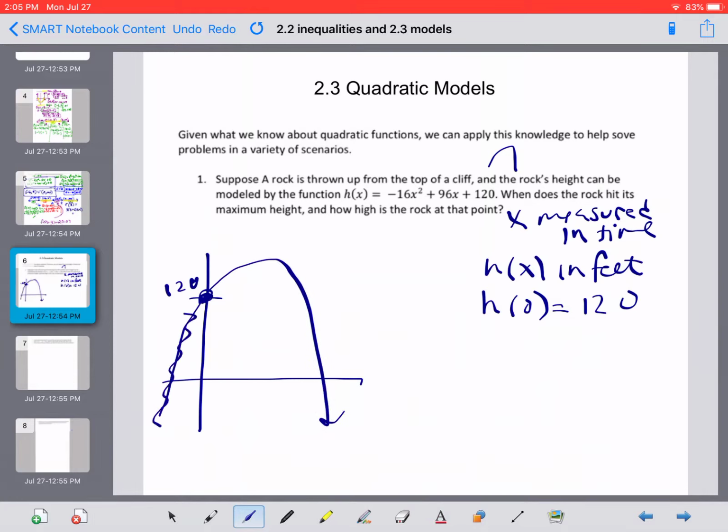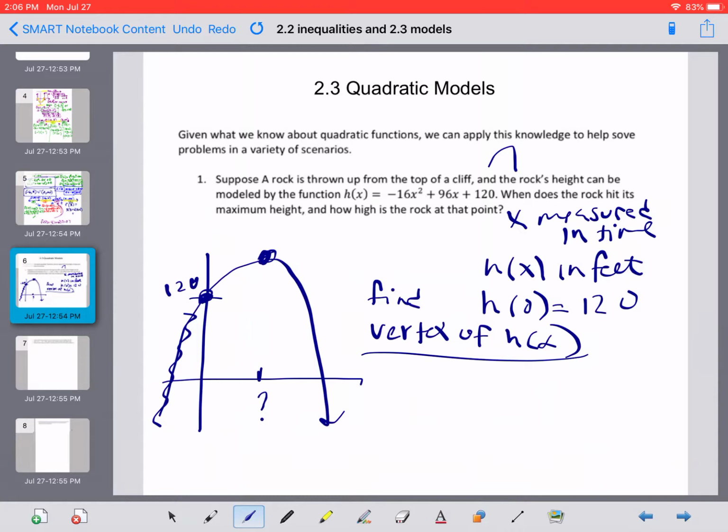Technically, we can disregard the stuff that happens before time equals 0 because we don't really know what was going on there. We want to know when does the rock hit its maximum height, and how high is the rock at this point? Which means we really want to know the maximum of this graph, the highest possible output of this graph. The x value will tell you the time at which it meets its height, and then the y value will tell you the height at that point. So essentially what we're looking for is the vertex. We want to find the vertex of the function h of x.